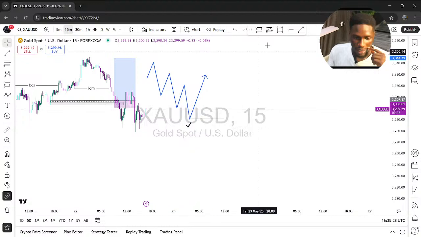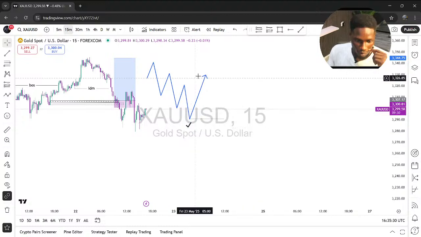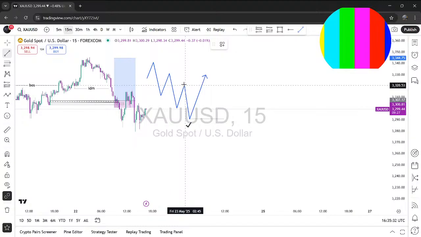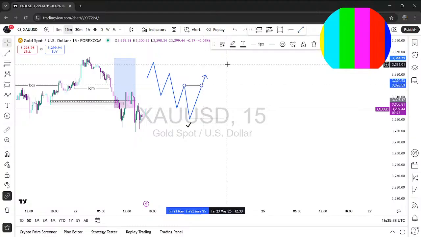And this particular move here that price does is going to be our inducement.